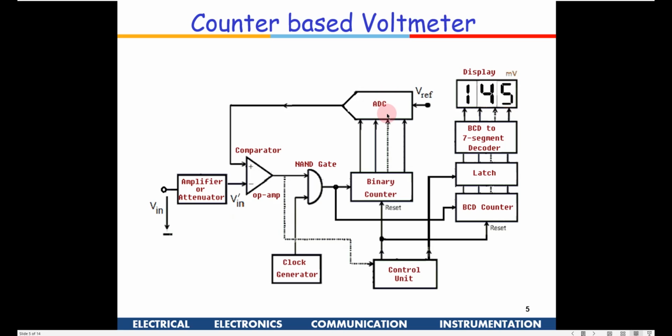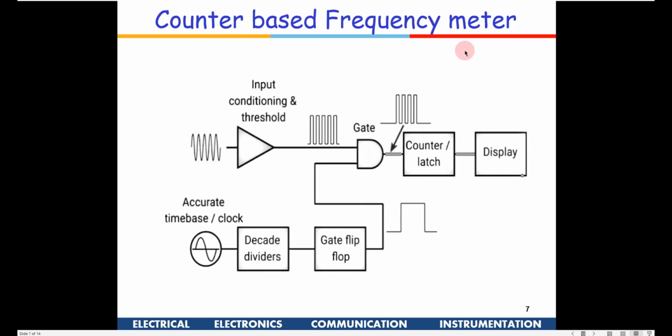Now how to measure the frequency. This is one circuit which tells us how to measure the frequency. Suppose you have an analog signal, first and foremost we need to convert it into digital. So a simple threshold, a simple inverter will convert these sinusoidal signals into rectangular pulses. So this signal has been converted into rectangular pulses.